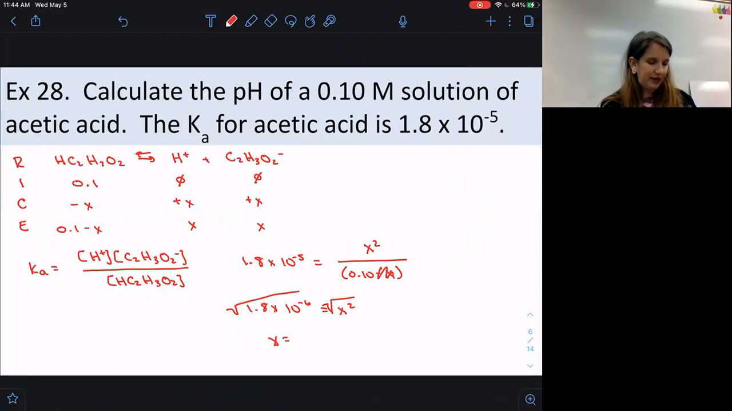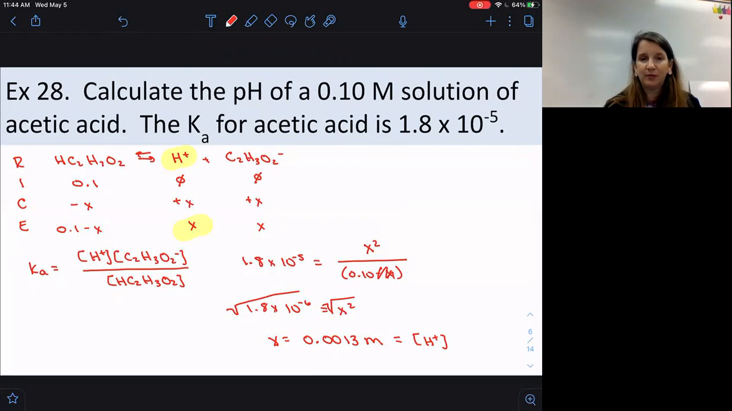Square root of 1.8 times 10 to the negative 6. And my x is 0.0013 molar. Now, when I look at my equilibrium expression, I see that my H plus is the same as x, so that x is giving me my hydrogen ion concentration. So if it was asking me for hydrogen ion concentration, I could stop there.